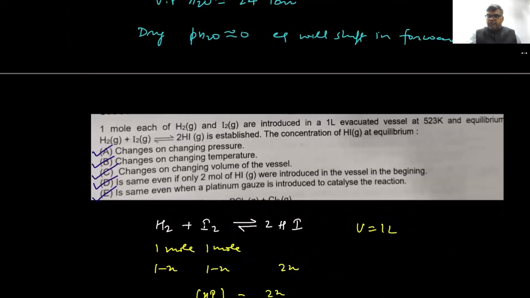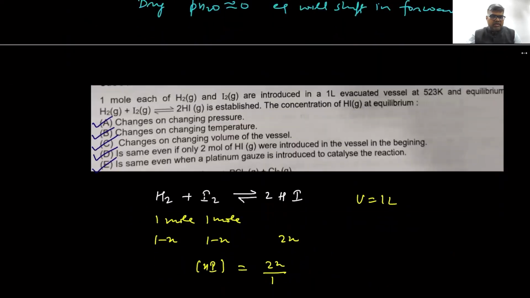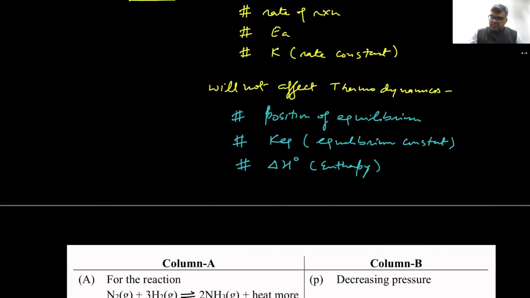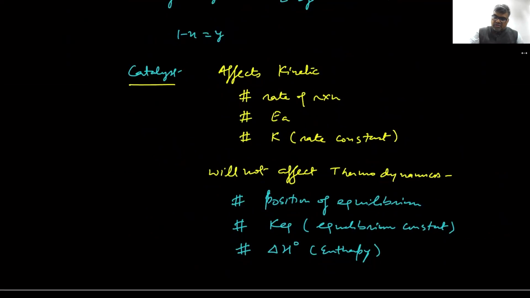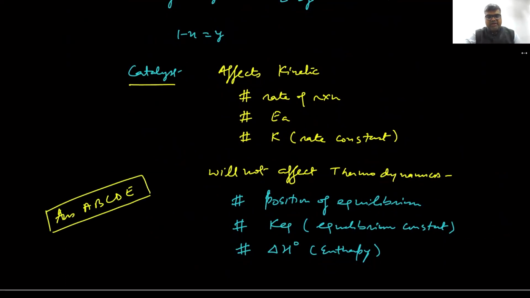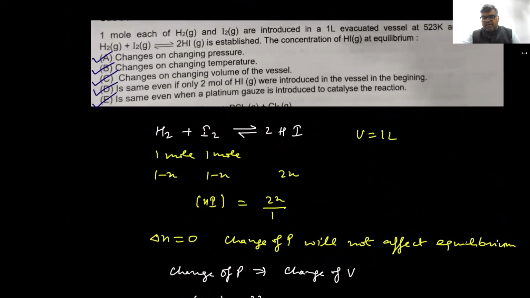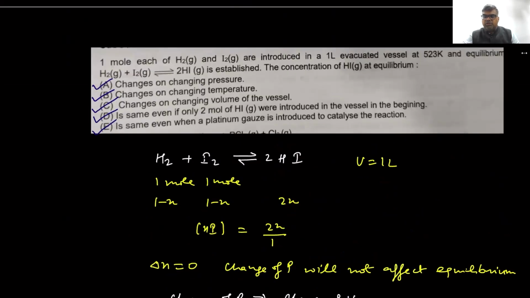So certainly, even if you use platinum gauze as a catalyst, the concentration of HI won't be affected. So the answer will be A, B, C, D, E. All five statements are correct. In MCQ type questions, such questions are very tricky. Many options are direct, but it is a challenging question with respect to options A and C, where we have to read the question very carefully.